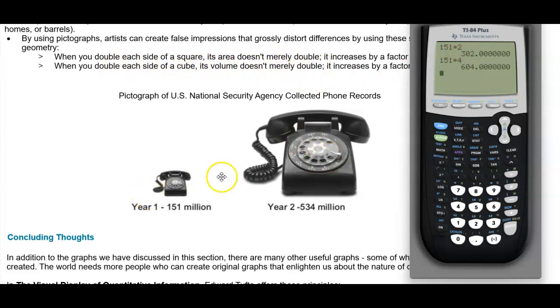So in this case here, what are they saying? What's going on from year 1 to year 2? Does this picture represent a good picture for us to look at or not? Those are the things that you need to think about when you're looking at those particular graphs.